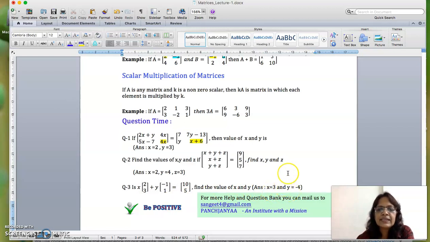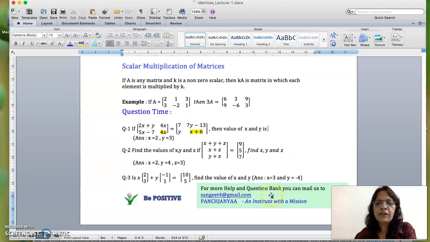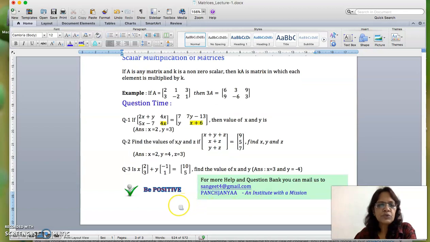So this was the first lecture on matrices. Now in the next lecture we'll be doing the multiplication of matrices, and like that there will be a 15 minute lecture. If you want more help and a question bank, we'll be mailing it to you in PDF format. For that you have to write to me, this is my mail ID, sangeeta4@gmail.com.